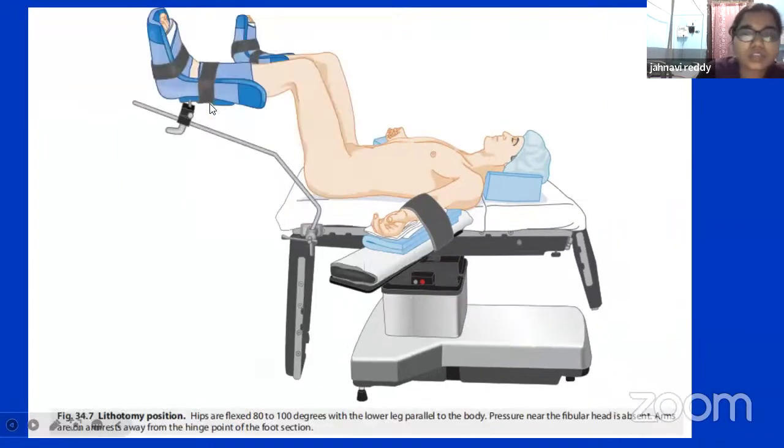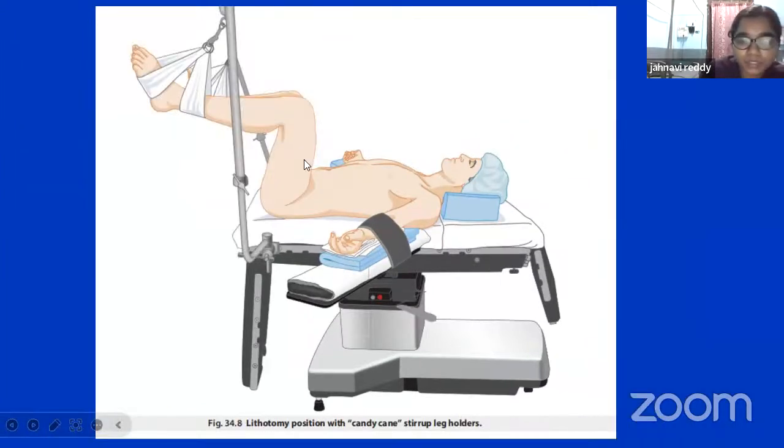In both positions, the arms are kept abducted less than 90 degrees and padding is placed under the bony prominences so that we can prevent peripheral nerve injuries, and the hips and knees are flexed. The hips are flexed 80 to 100 degrees, parallel to the lower body, and pressure near the fibular end is present. So we have to prevent peroneal nerve injury and make sure that the knees are supported properly. Knees can be supported on these supports or these stirrups. This is also called the candy cane variety of lithotomy position.